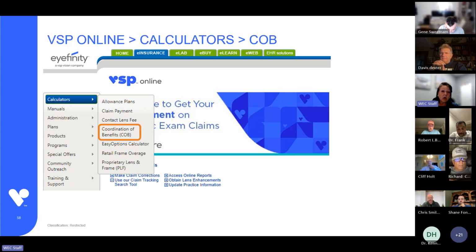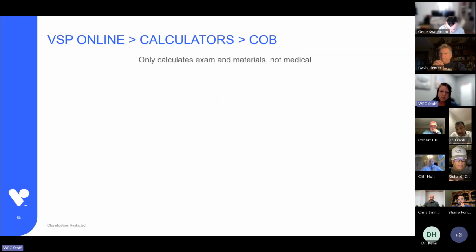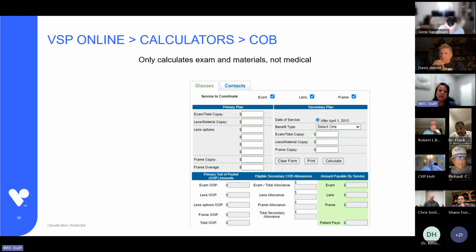Understand, this calculator only applies vision plan to vision plan. It will not work for medical plan to vision plan coordination. You have to use the numbers that we gave the examples for before. Again, this is only used for vision plan to vision plan. So this is what that calculator looks like.